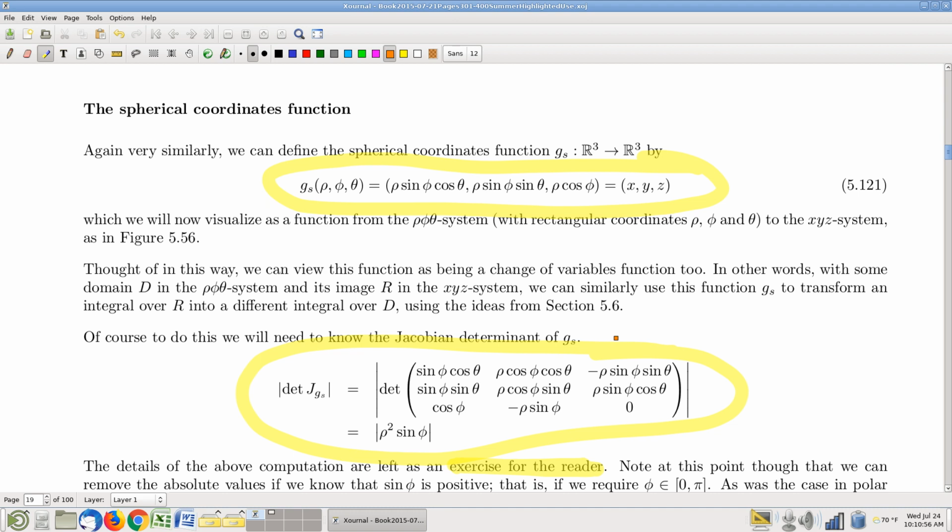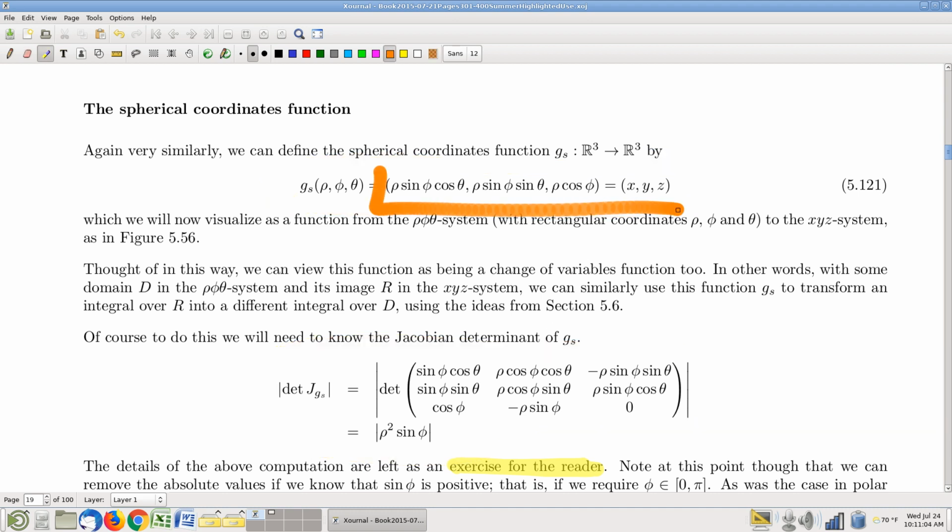Okay, spherical coordinates. Morally, same strategy, different details, of course. But here are our spherical coordinates conversion formulas. Y'all recognize these from chapter 1. It's either 1 or 2, I guess it's 2. Anyway, y'all recognize these from several weeks ago, right? Formulas for x, y, and z in terms of rho, phi, and theta.